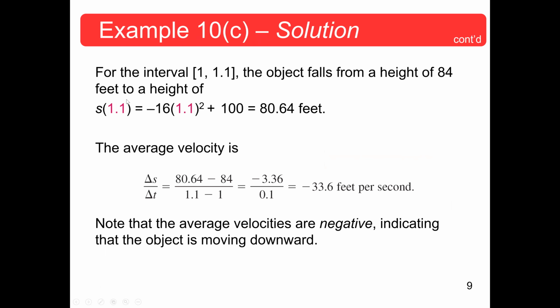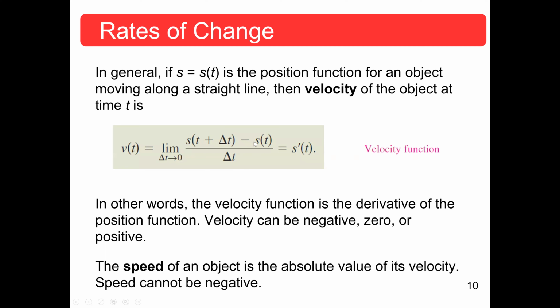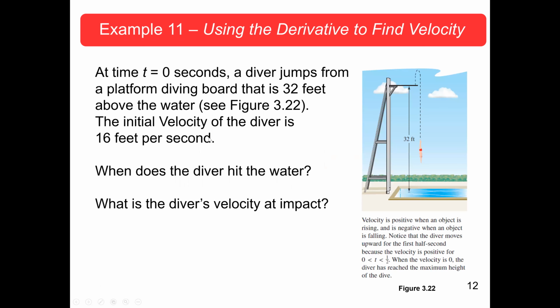So instead of substituting t to find s and then dividing, we can straight away find the derivative of the function. For example, at time 0 seconds, a diver jumps from a platform diving board that is 32 feet above the water. The initial velocity of the diver is 16 feet per second. When does the diver hit the water? And also, what is the diver's velocity at impact?